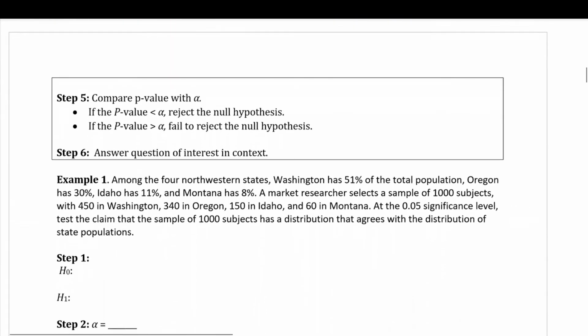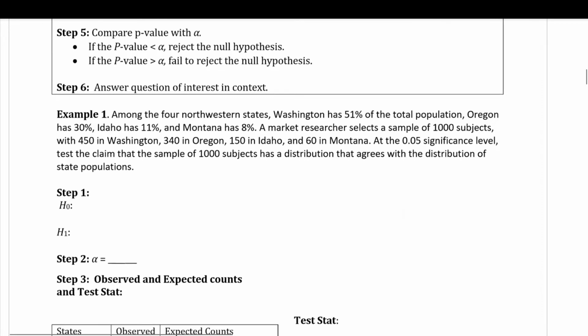And of course, step 5, compare the p-value with alpha. We're making our decision to either reject the null hypothesis or fail to reject the null hypothesis. And of course, in step 6, we're going to answer the question in the context of the problem. We'll be able to use that flow chart. All right, let's start with an example.